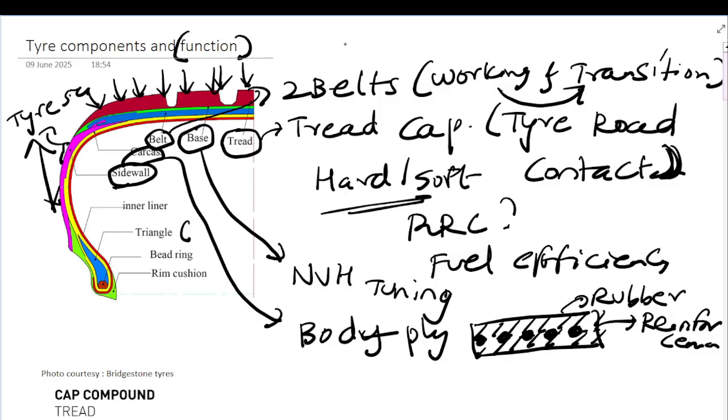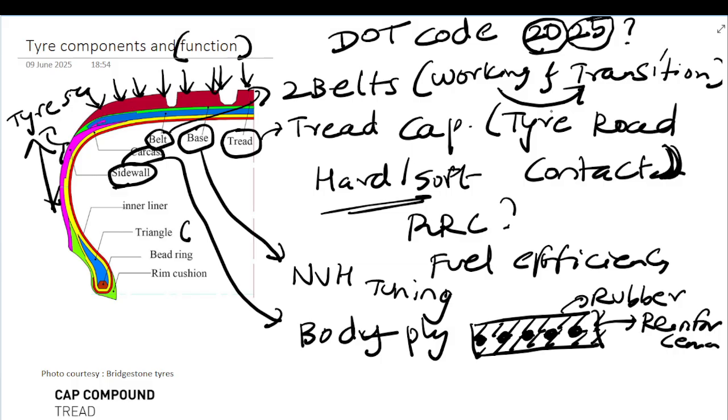Usually it is called a DOT code. For example, it can be 2025, which means 25 is the year of manufacture and 20 is the week of manufacture. So from this, the user can know at what point of the year the tire was manufactured. These kinds of details are engraved into the sidewall. I hope these contents have been elaborately discussed in our previous video, the one on tire size and sidewall engravings.